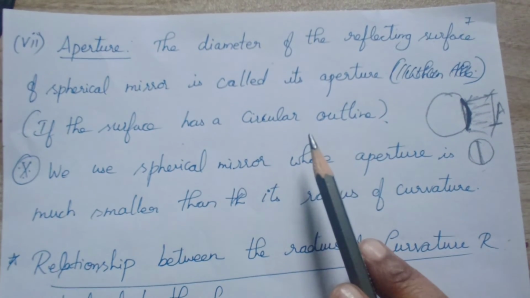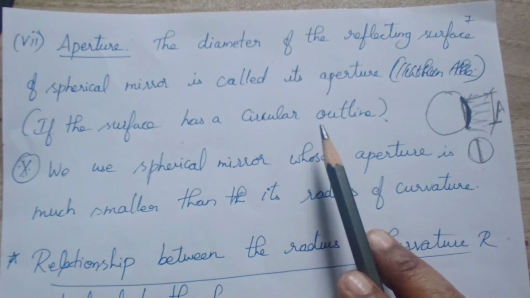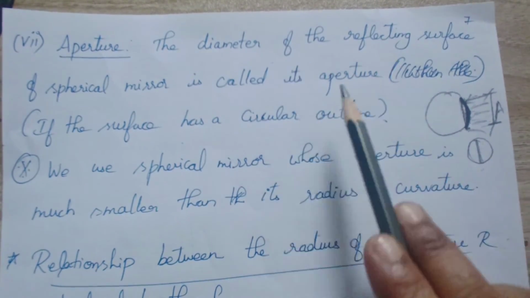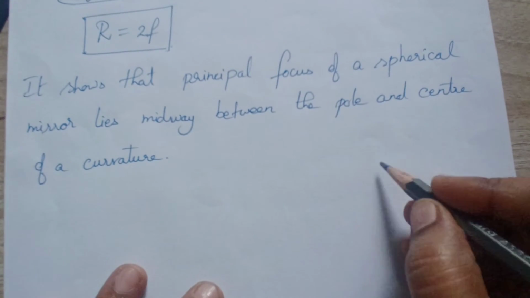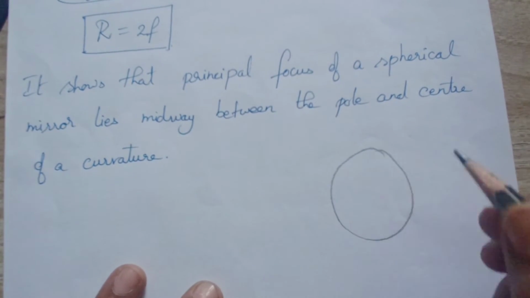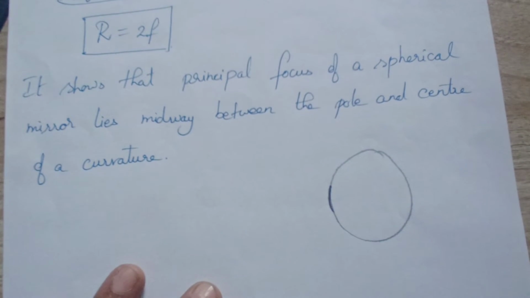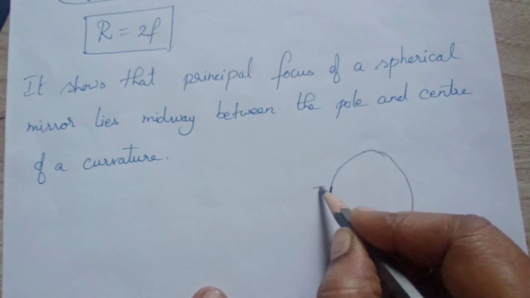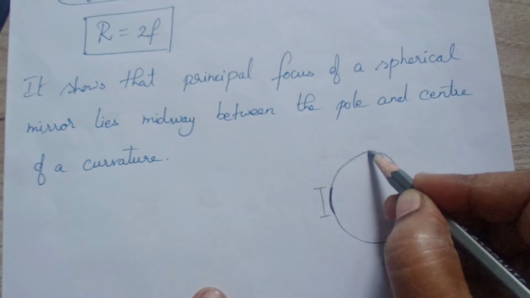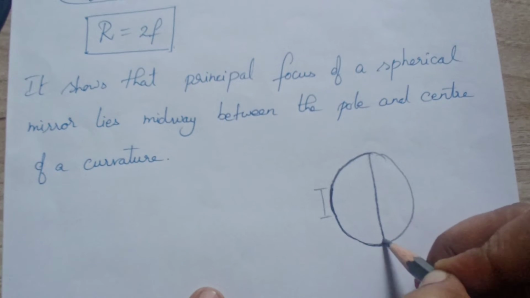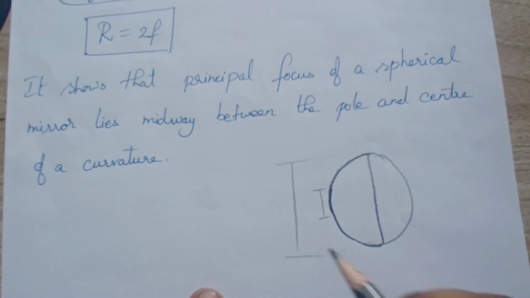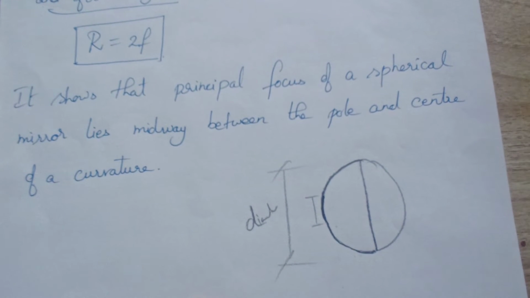Diameter is its aperture if the surface has a circular outline. See, it is only a curve. This is a sphere, and only this part is the reflecting surface, so your aperture is like this. If the reflecting surface is large, for example this much big, then this is your aperture, which is nothing but the diameter of the sphere, right? Usually we will not take this bigger aperture.